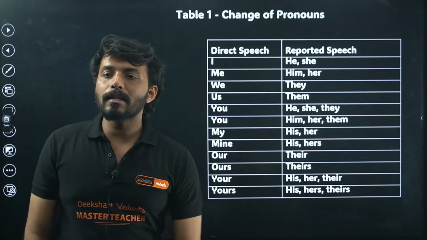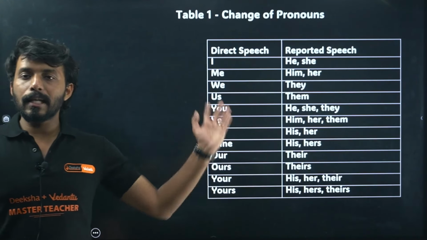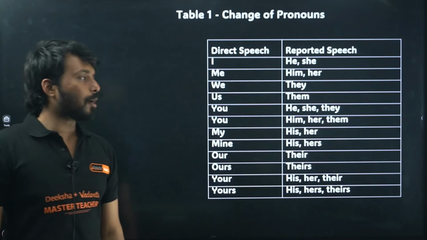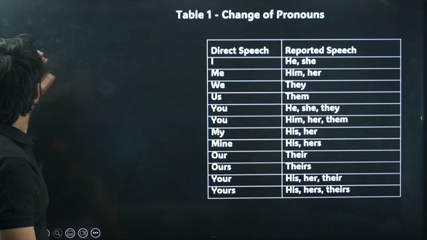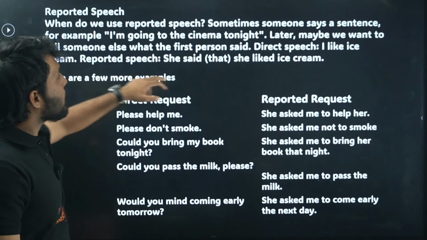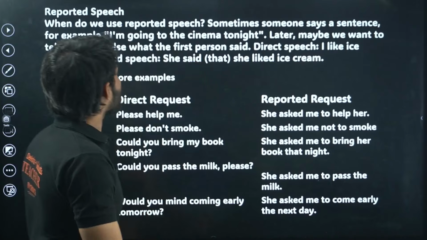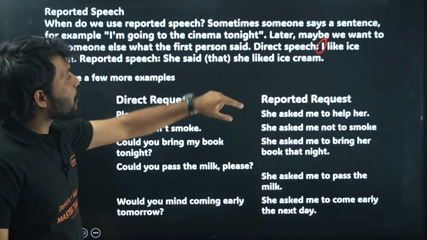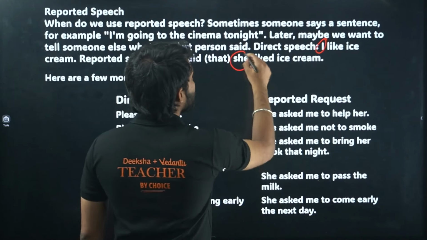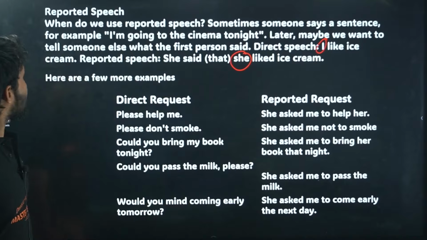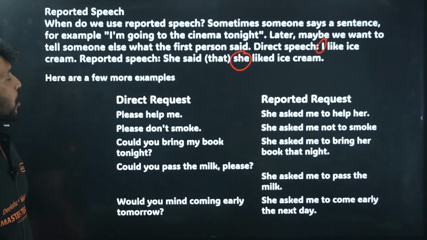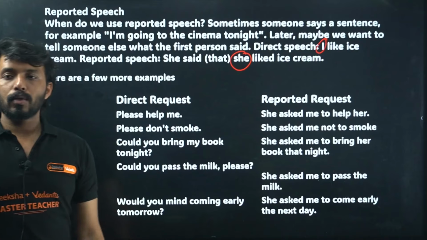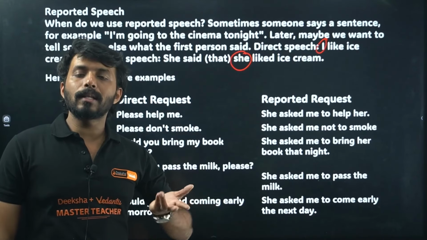So this is the first most important rule: change of pronouns. In the previous slide we saw an example where she said, "I like ice cream." Here there is a pronoun, I. When reporting, I becomes she. "I like ice cream" is what she said, so if I report it, I use she. She said that.